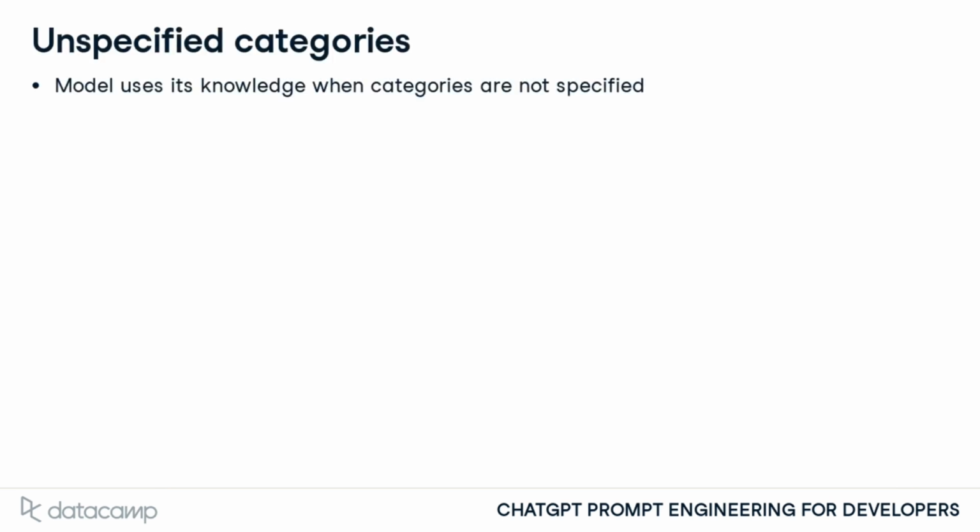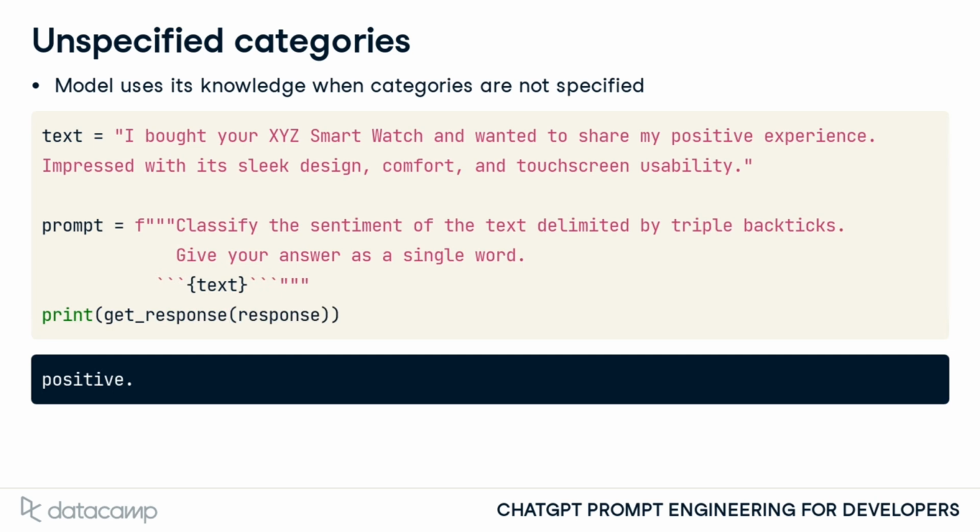When classification categories are not specified, the model relies on its internal knowledge. Using the previous prompt without defining categories will still work for standard sentiment analysis. However, for more complex cases, it's best to specify classes to ensure expected outcomes.